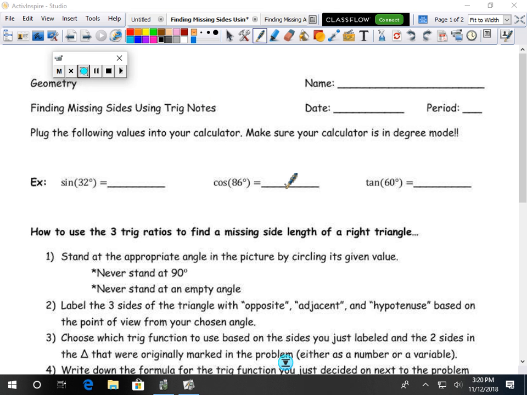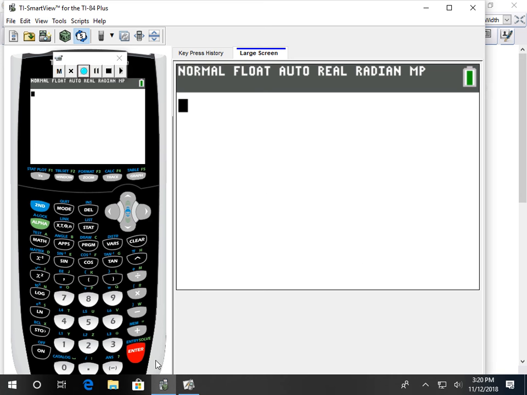Alright, so we are going to take a look at finding missing sides using trig. The very first thing that you always want to do whenever you start these trig problems is to make sure that your calculator is set correctly. We are going to check and make sure that our calculator is set to degree mode. Otherwise, it's going to give me all wrong answers because it's going to assume that I'm using something other than degrees. Another thing's called a radian, something you'll learn about later on. But for now, we just need to focus on degrees.